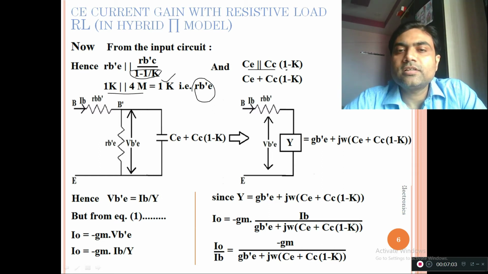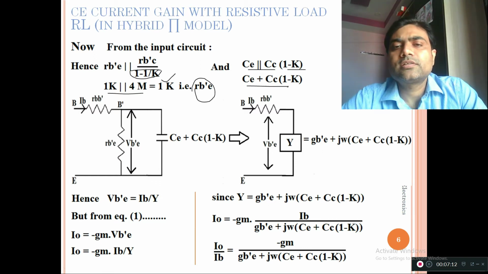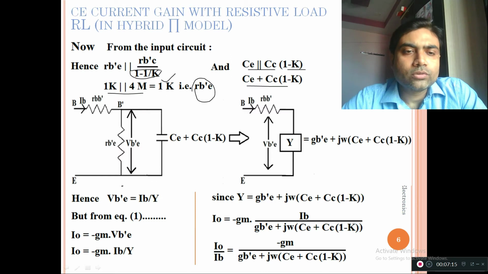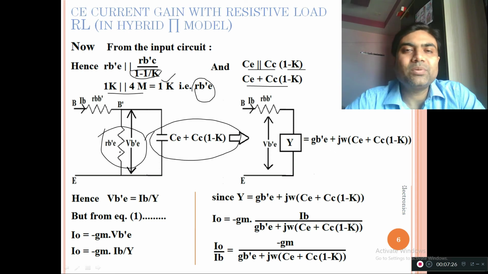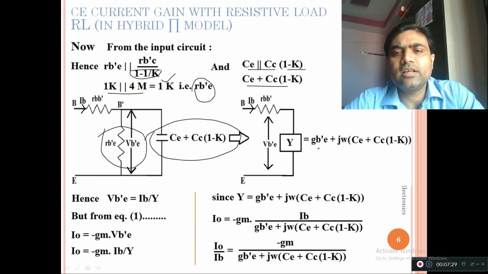Now again CE and CC(1 minus K) are in parallel, and when two capacitances are in parallel, we just have the addition between them. So this is the ultimate value which we are getting here. This is the RB dash E, which is the total resistance present, and this is the total capacitance present. So again we have converted this impedance value into the admittance so that we can easily add it. So GB dash E is nothing but the conductance, which is the inverse of the resistance RB dash E, and this is the frequency term which gives me the value of the overall capacitance here. So we can just add these two values to calculate the overall admittance.